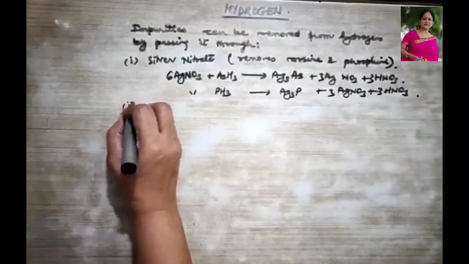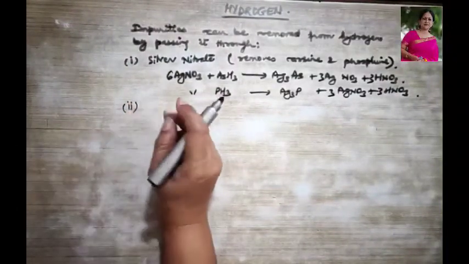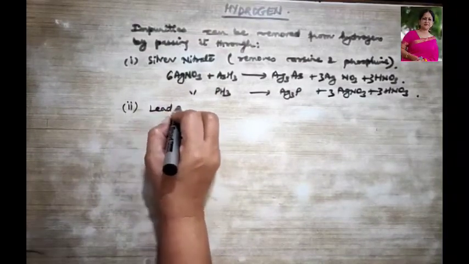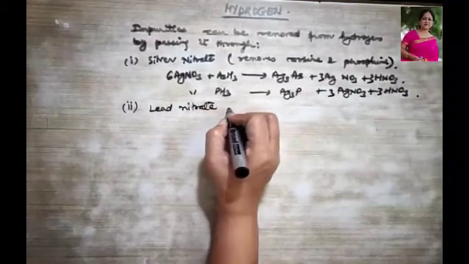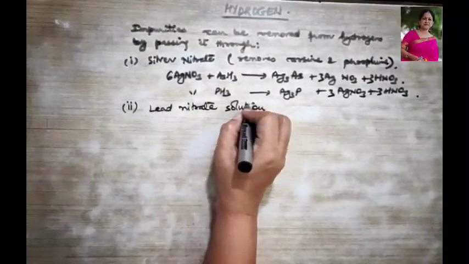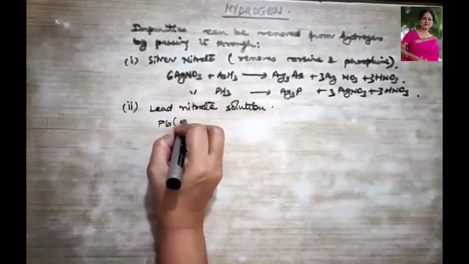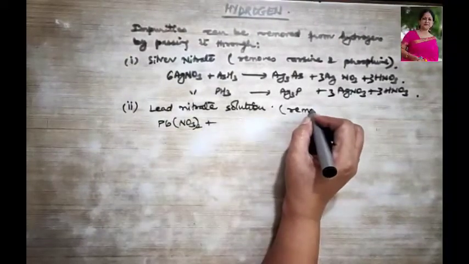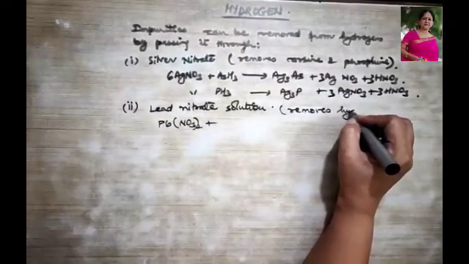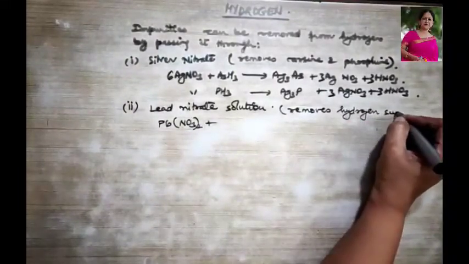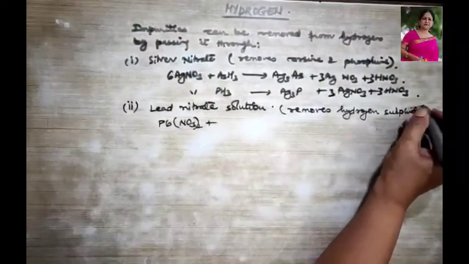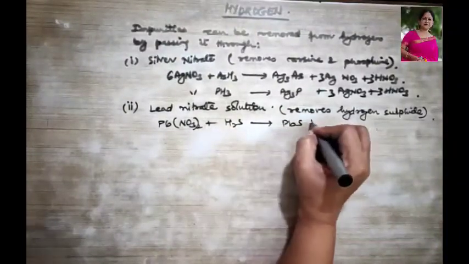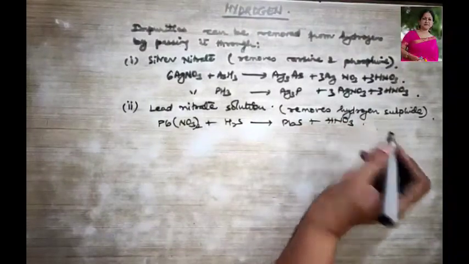Then the second liquid required to remove an impurity should be lead nitrate solution. Lead nitrate is Pb(NO3)2. This is used to remove hydrogen sulfide. So H2S, and thus it forms lead sulfide and HNO3 will be formed over here.